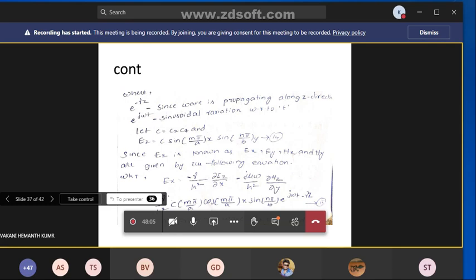Here, see, e power minus gamma z and e power j omega t, these two terms are included in this equation. Since the wave is propagating along z direction, we have taken e power minus gamma z. Here it is a sinusoidal variation with respect to t, so we have taken e power j omega t, right?